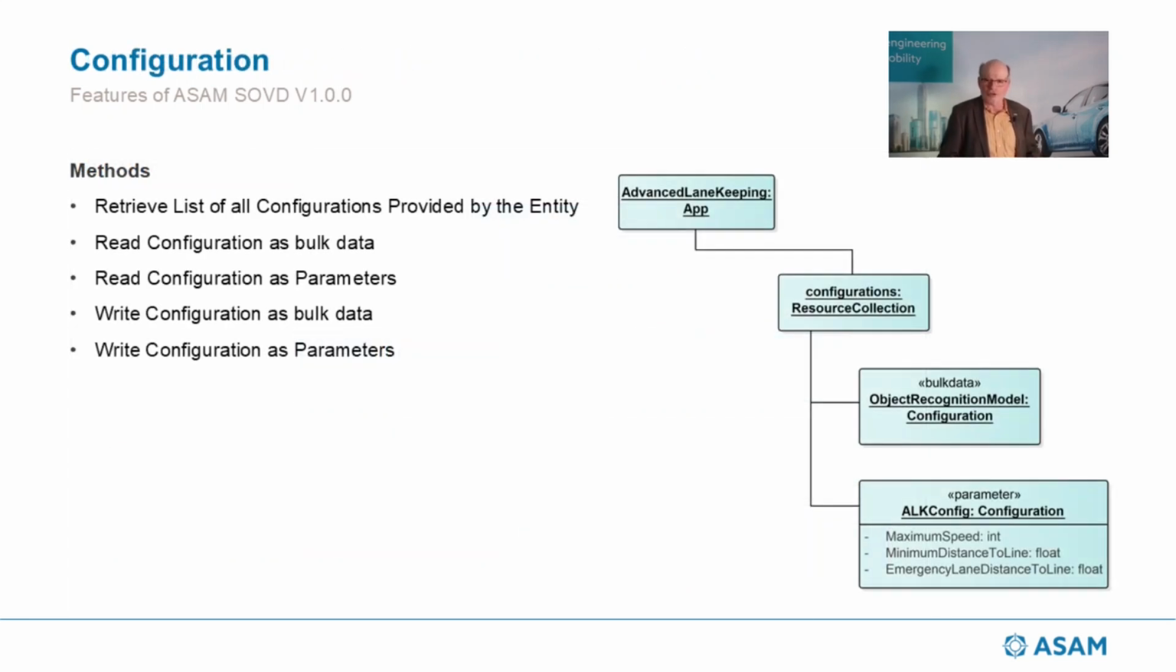Configuration stands for manifest data or variant coding, and we separate here 2 possibilities. We can write and read the data as parameter, or we can write and read the parameter as bulk data. Bulk data is nothing else than a byte stream.